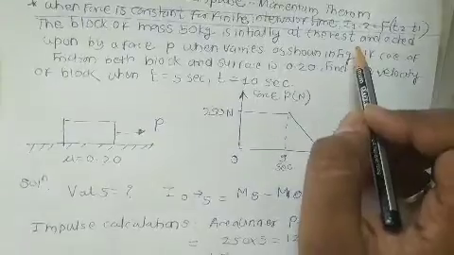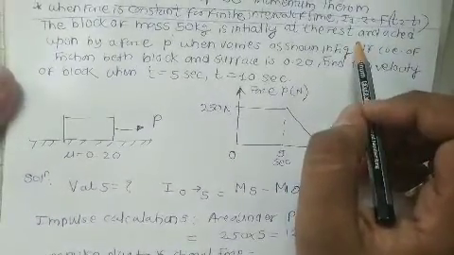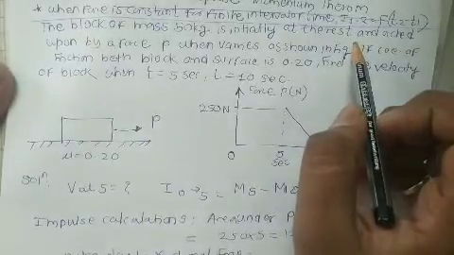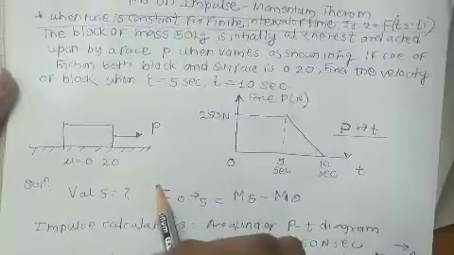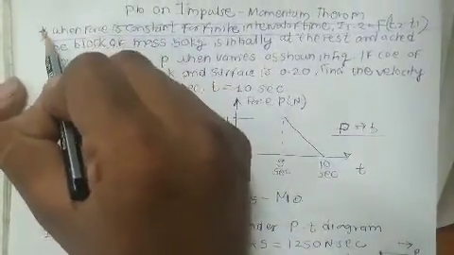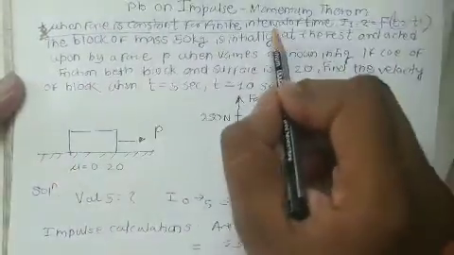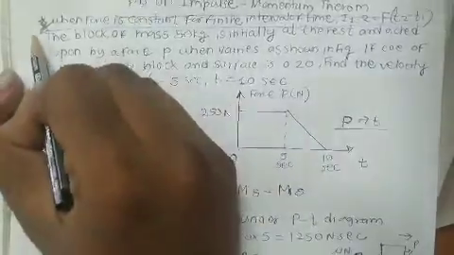Then the third one is when force is very large and the time interval is very small. In that case, impulse is equal to force times delta t, where delta t is the short time interval. Many times the problem is asked on the concept when force is constant for a finite interval of time. Let's see the problem.